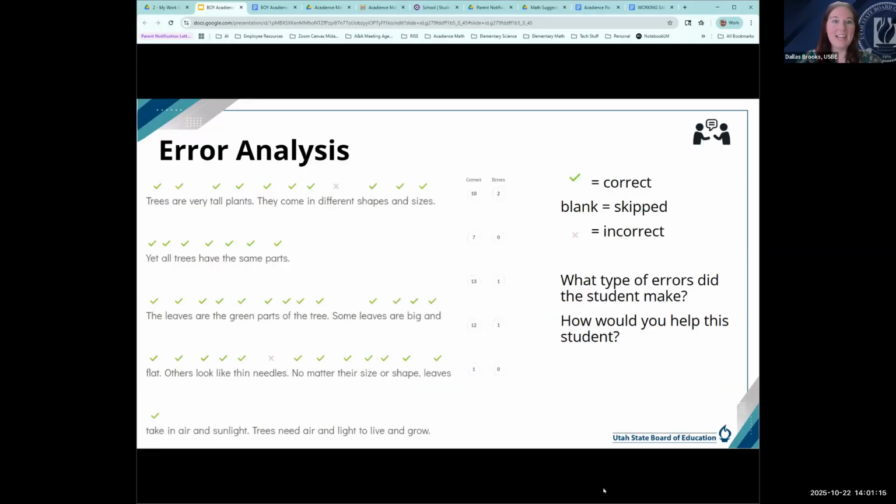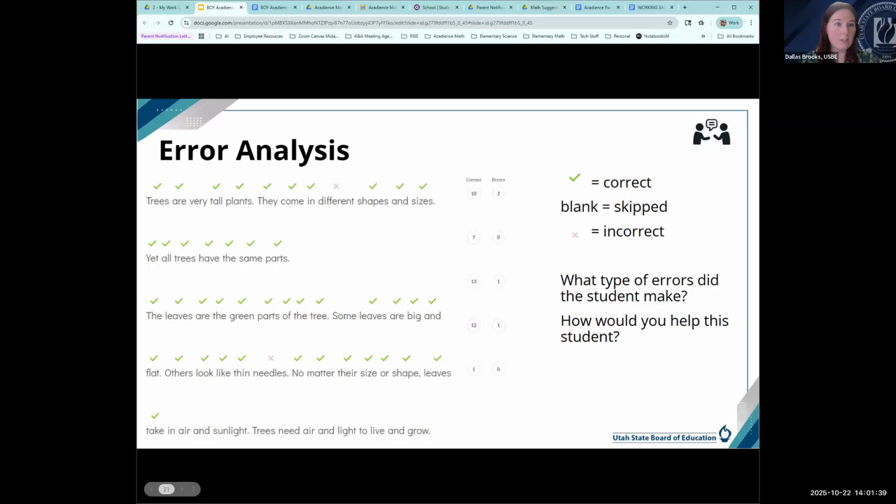Thank you so much. So here is an example of a student. If we went in and looked at their ORF measure that they took, their oral reading fluency measure, the check marks above mean that the student read those words correctly. So the student read trees, are, and then very doesn't have anything above it. That just signals to us that the student skipped that word.